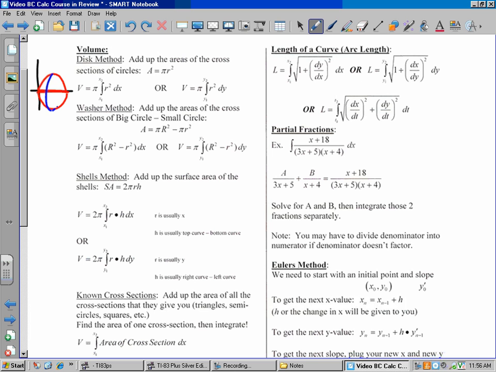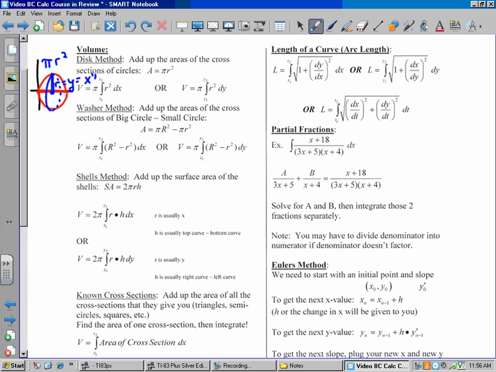And you're going to want to find the area of the cross section, which would be pi r squared. Figure out what the radius is, which, since it starts at the x-axis and goes up, is going to be some y value. You want to replace that y value with x's, because we're going to be integrating with respect to x whenever we revolve over a horizontal line.